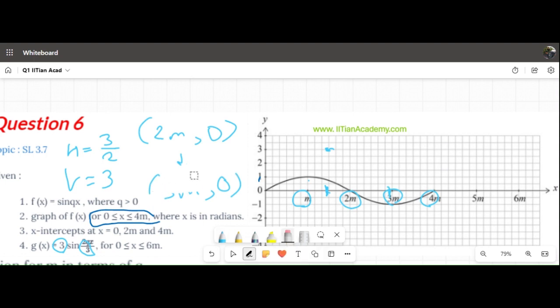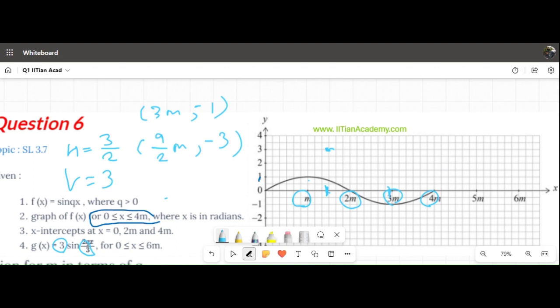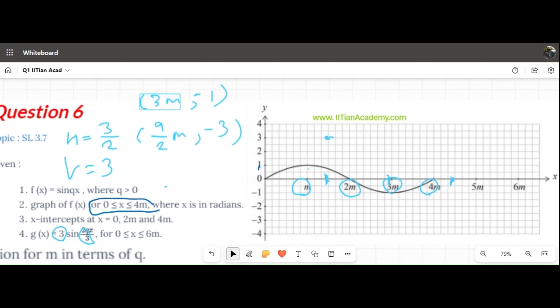Then doing this with our next values, we'll have 3m and negative 1. So our x value will become 9 over 2m, and our y value will become negative 3. And 9 over 2 is 4.5m, so that should be about halfway through. So 4.5m, and this will be at negative 3. Just so I can see, negative 3. So we'll be right about there.